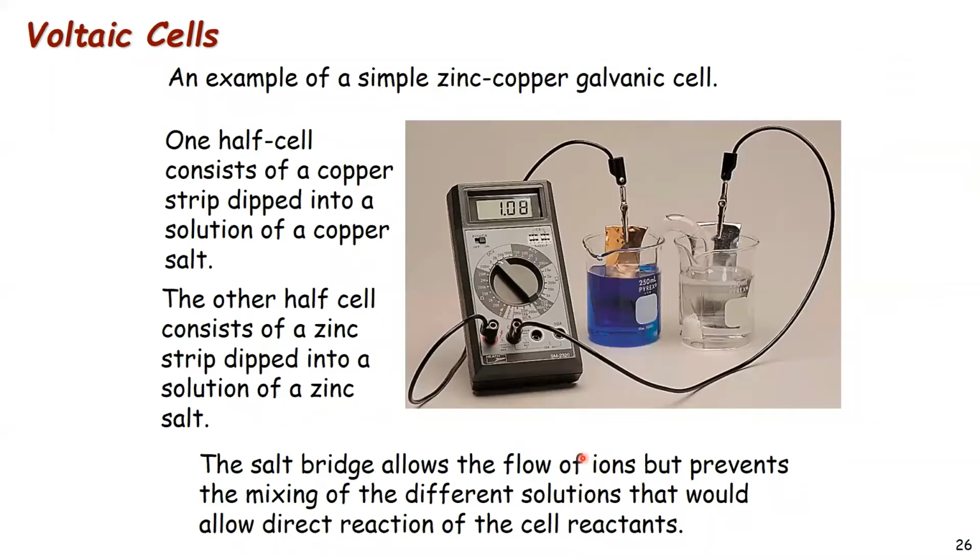Okay, the way we measure these things is we simply use what's called a multimeter or a voltmeter. In this particular case, I'm showing you a picture of a zinc electrode in a zinc solution, and this is just copper in a copper solution. And so we can see that the chemical potential of this combination of copper and zinc produces 1.08 volts. So it produces 1.08 volts.